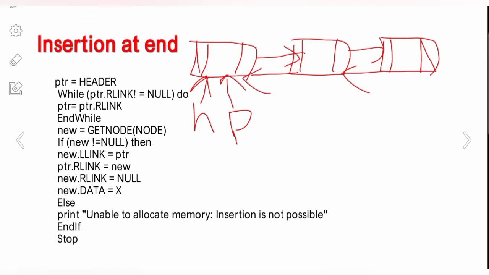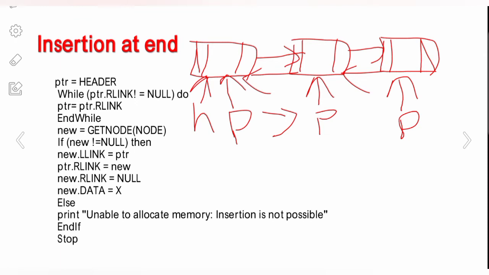So we are going to traverse to the next node. Since we have to insert the given new node at the end of the linked list, the pointer will start traversing to the next node. So pointer equals to pointer dot right link. Okay, so it will point to the next one. How long will the pointer traverse? Until the right link equals null. So it is going to check the given node. The right link is not equal to null, so again it will point to the next one. Now here the right link is equal to null.